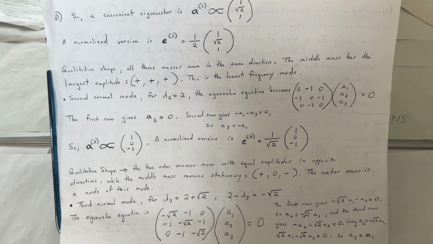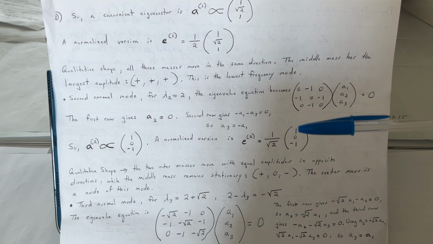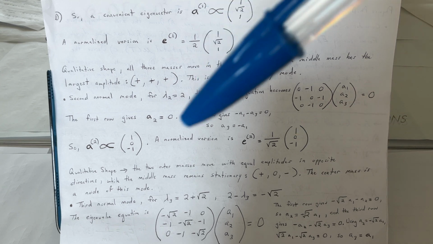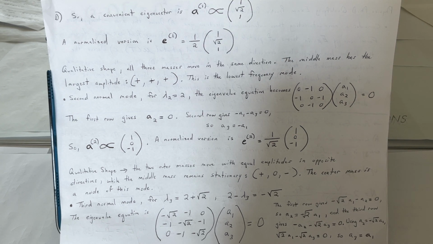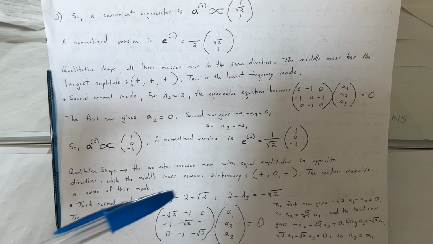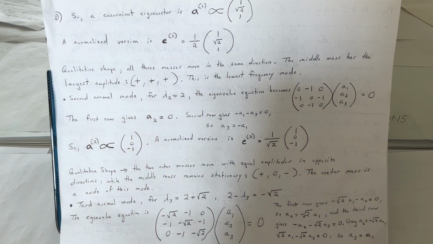So we have here the second eigenvector A proportional to the column 1, 0, negative 1. And a normalized version is here. The second normalized mode vector equals 1 over the square root of 2 times that column of 1, 0, negative 1. And our qualitative shape here: the two outer masses move with equal amplitudes in opposite directions, while the middle mass remains stationary, plus, 0, minus. So the center mass is a node of this mode.